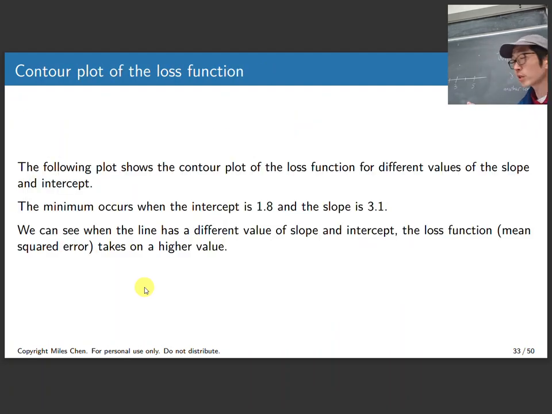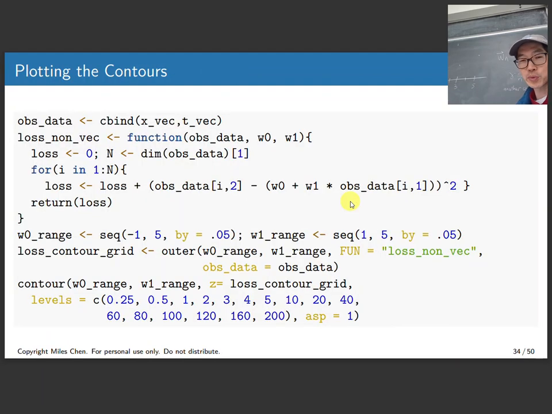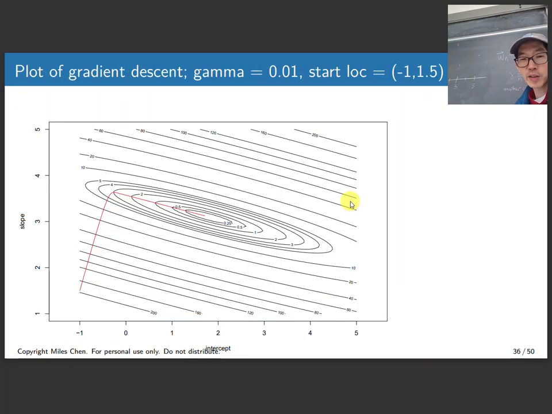Let me just kind of show you what this looks like, okay? So remember, the minimum occurs when the intercept is 1.8 and the slope is 3.1, okay? Here I'm plotting these things. What does this plot represent? This represents the contours of your loss function, okay? So on the horizontal axis, I have different values of the intercept, and on the vertical axis, I have different values of the slope, okay?